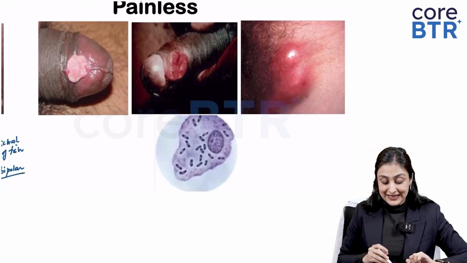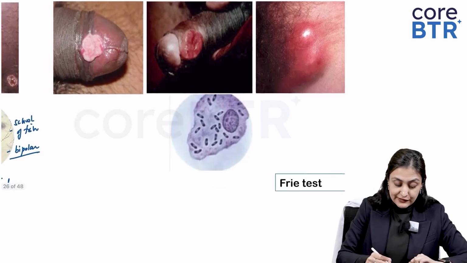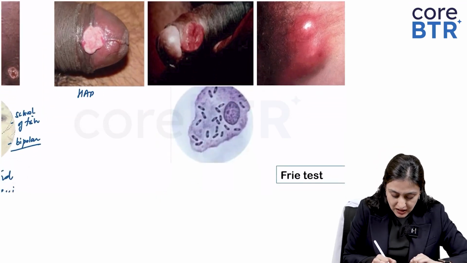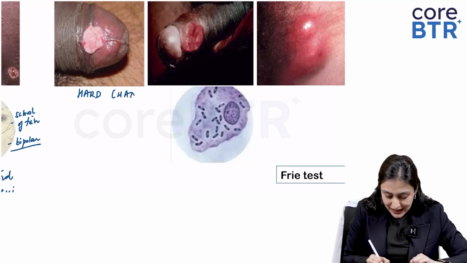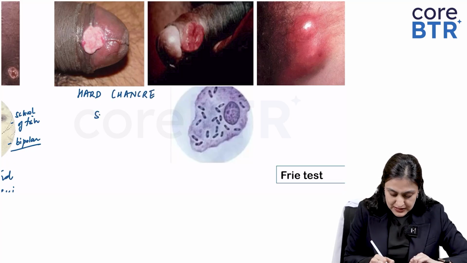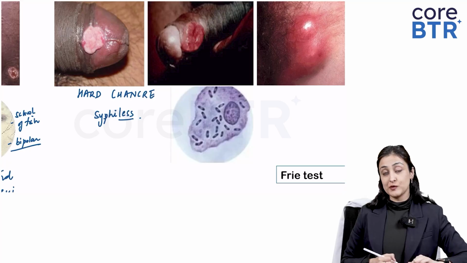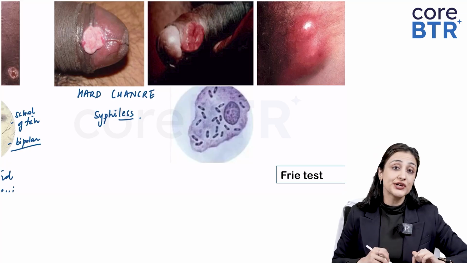Then we go into painless. If the ulcer is painless, look at the first one. This is what is called a hard chancre. So hard chancre, this is syphilis. Painless, syphilis. That's how you will remember. So syphilis, hard indurated ulcer.